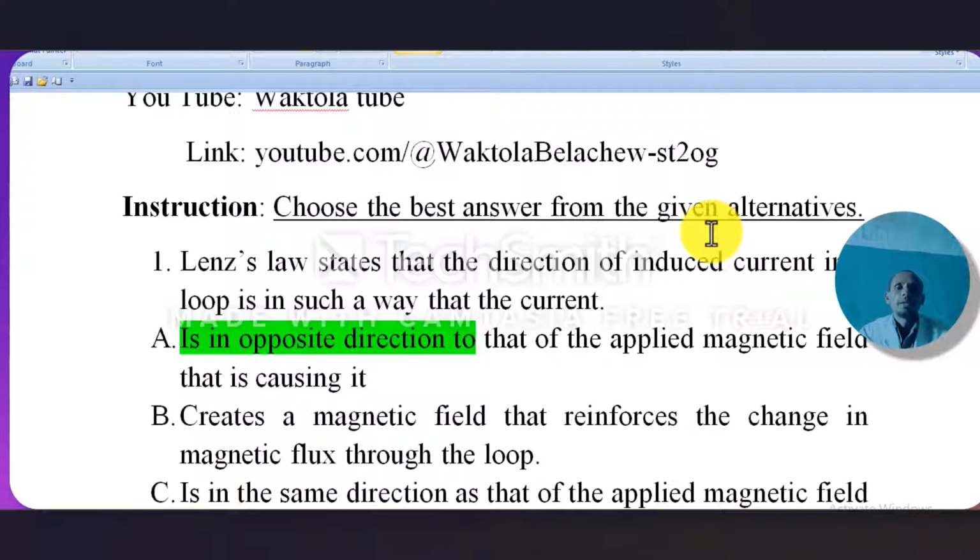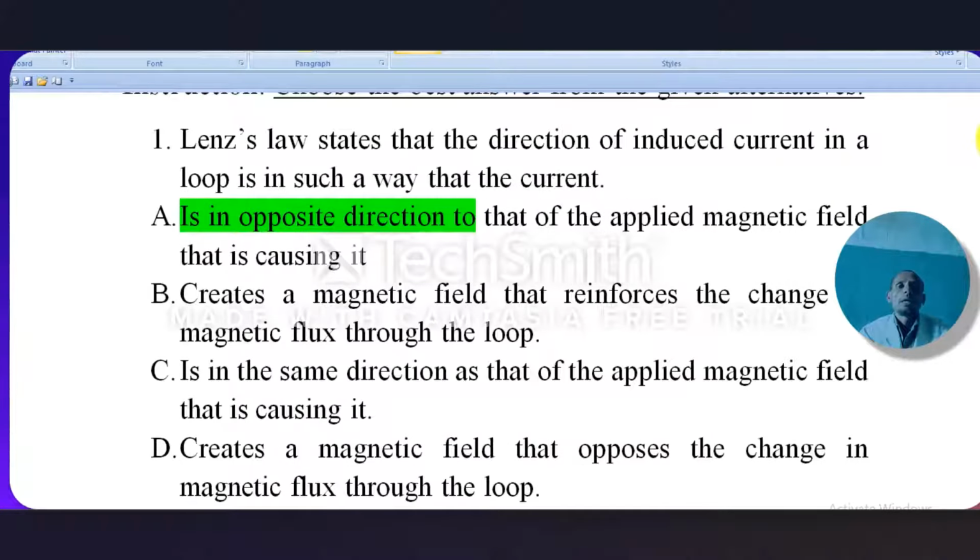Instruction says choose the best answer from the given alternatives. Question number 1. Lenz's law states that the direction of induced current in a loop is in such a way that the current: choice A, is in opposite direction to that of the applied magnetic field that causes it; choice B, creates a magnetic field that reinforces the change in magnetic flux through the loop; choice C, is in the same direction as that of the applied magnetic field that causes it; choice D, creates a magnetic field that opposes the change in the magnetic flux through the loop.